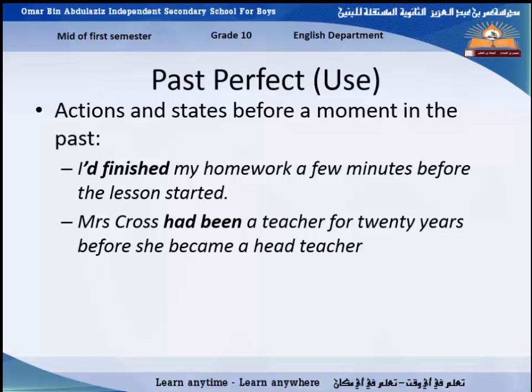The past perfect can mainly be used to express actions and states before a moment in the past. I had finished my homework a few minutes before the lesson started. Mrs. Cross had been a teacher for 20 years before she became a head teacher.